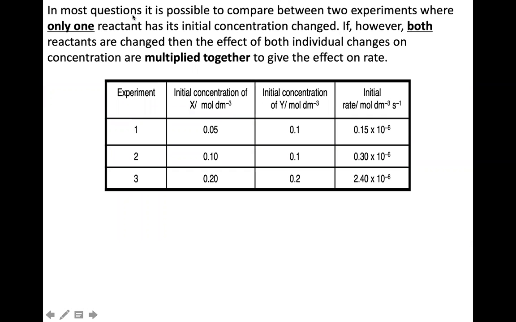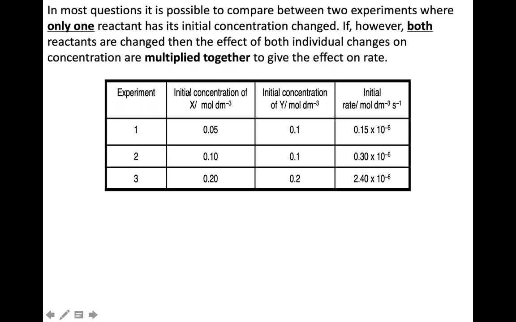Great, we have a full attendance today, well done. Right, so in most questions, it is possible to compare between 2 experiments where only one reactant is changed. So this is example 1 that you saw previously, right? If, however, both reactants are changed, then the effect of the changes are multiplied together. So we call this the combined effect. Okay, so let's have a look.